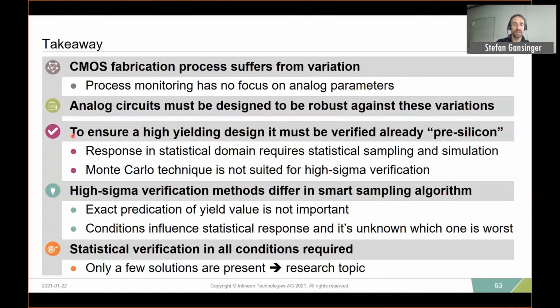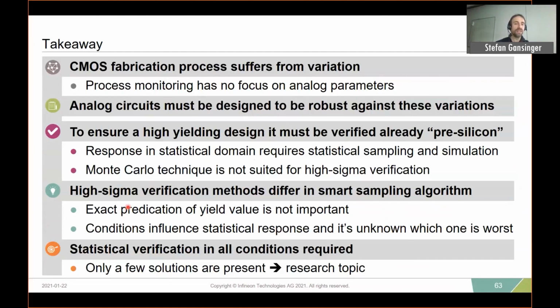These are statistical simulations. I showed you the well-known Monte Carlo technique, its limitations, and that we need some other, more innovative methods which allow us to peek into the high sigma regime. Here I showed you the high sigma verification methods, namely two of them: one which is implemented in Cadence Spectre and another one which is implemented in High Sigma Monte Carlo from Solido.